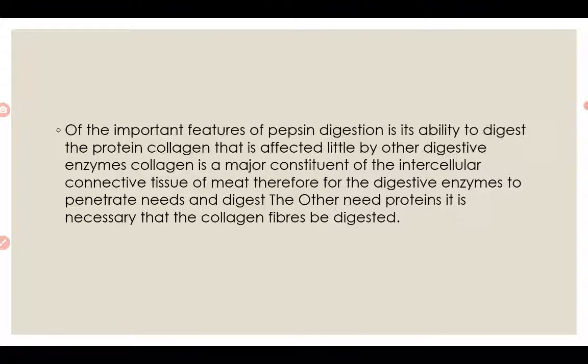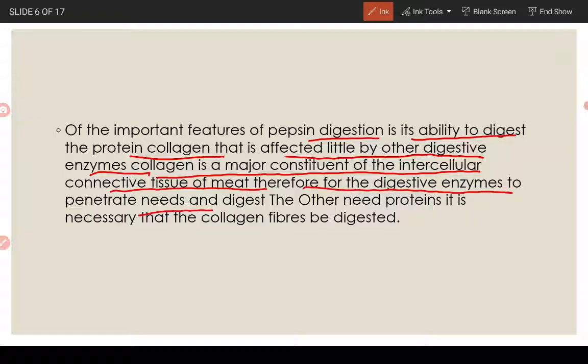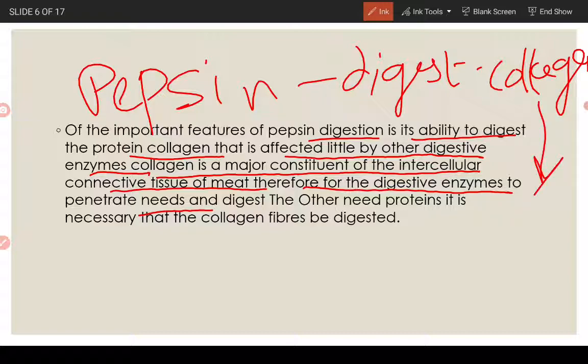An important feature of pepsin digestion is its ability to digest the protein collagen, which is affected little by other digestive enzymes. Collagen is a major constituent of the intercellular connective tissue of meat. Therefore, for the digestive enzymes to penetrate and digest the other meat proteins, the collagen fibers need to be digested. So the pepsin enzyme can digest collagen, a kind of protein that is present in meats.